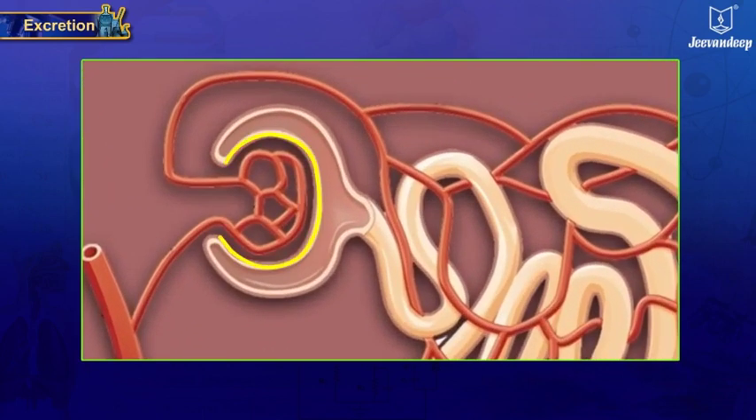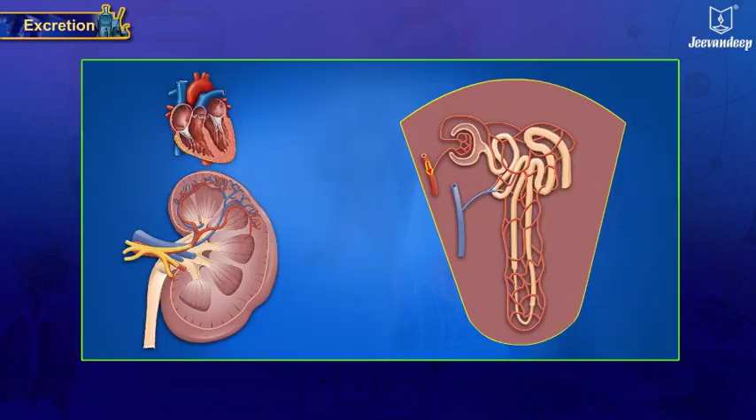Thin inner lining of Bowman's capsule and thin walls of blood capillaries of the glomerulus allow a large portion of the blood, except big molecules like proteins, RBCs, etc., to get filtered into the Bowman's capsule. This is called glomerular filtrate. The blood, now free from these waste materials, is taken to the heart through the renal vein.